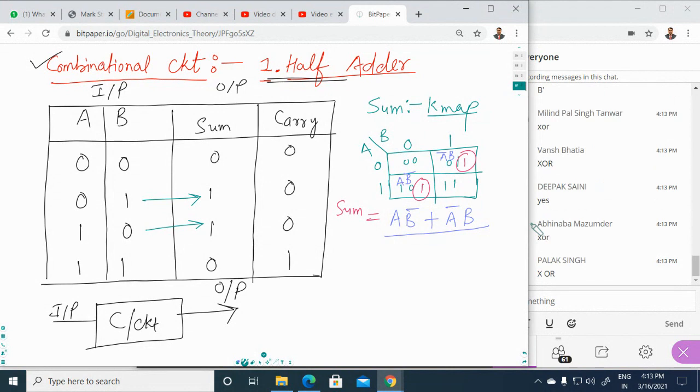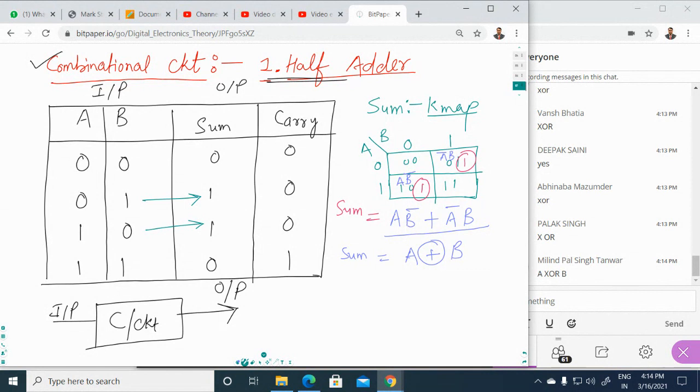Yes, XOR. So you can represent this sum is equal to A XOR B. It is XOR, it is not OR. Yes, A XOR with B. So you can represent this like this. This is the symbol for XOR.